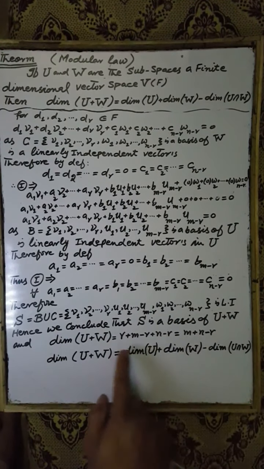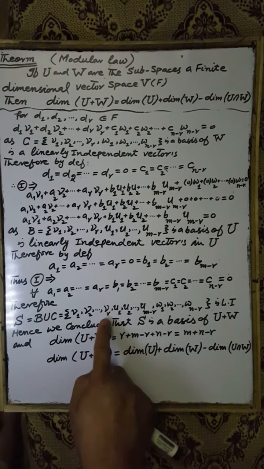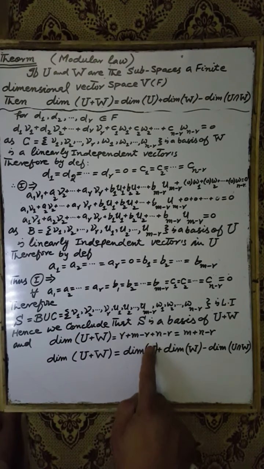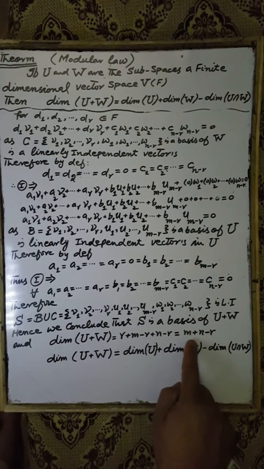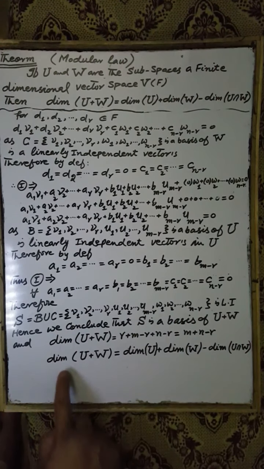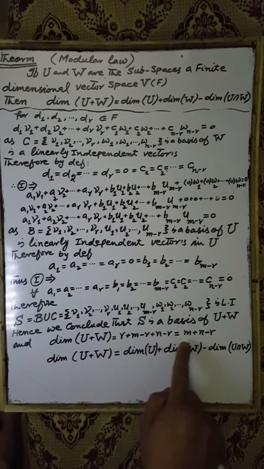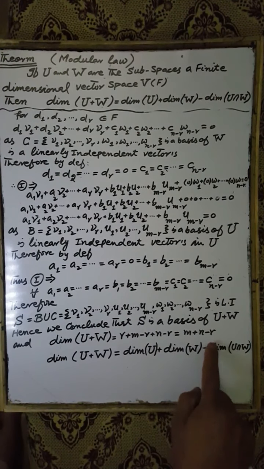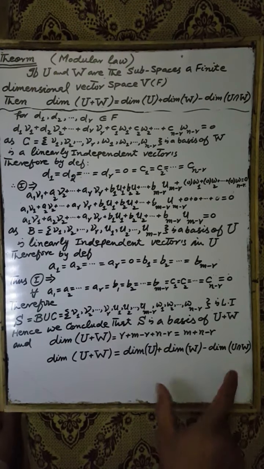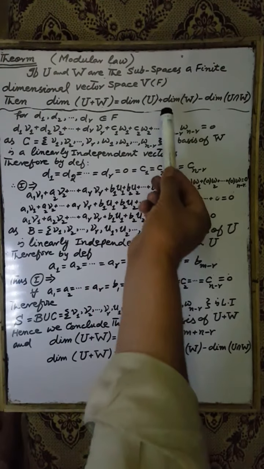Therefore, the dimension of U plus W is equal to the number of elements contained in S, or r plus m minus r plus n minus r, which is equal to m plus n minus r. That is, the dimension of U plus W is equal to m plus n minus r, where m is the dimension of U, n is the dimension of W, and r is the dimension of U intersection W, which is our required result.